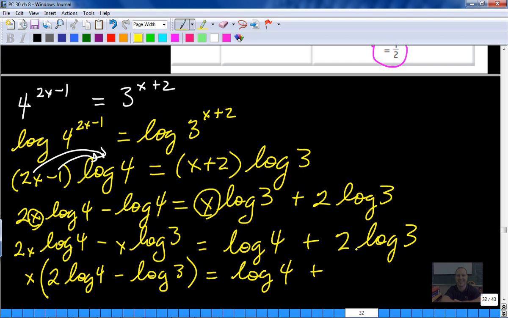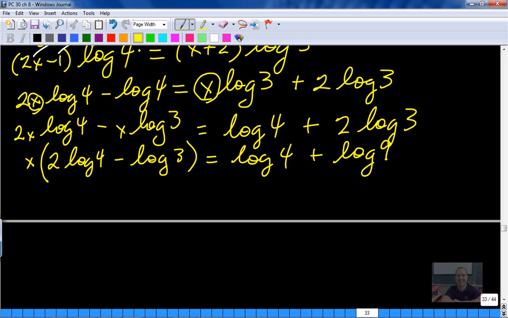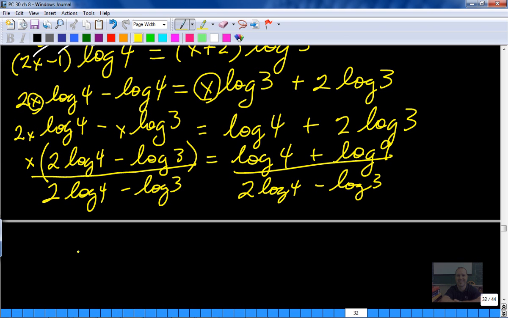And rewrite the other side, and if you want to save some time here, this 2 could also be written as an exponent up here. So you could write this as log 9. That's 3 squared. Okay, so now to get x all by itself, we divide both sides by this expression. And yes, you can make this an exponent up there, no problem. And then basically your calculator can take over.